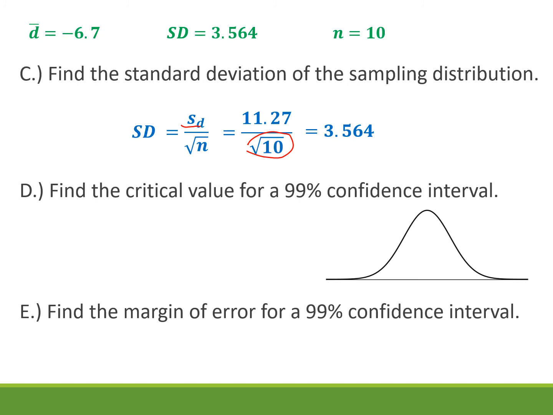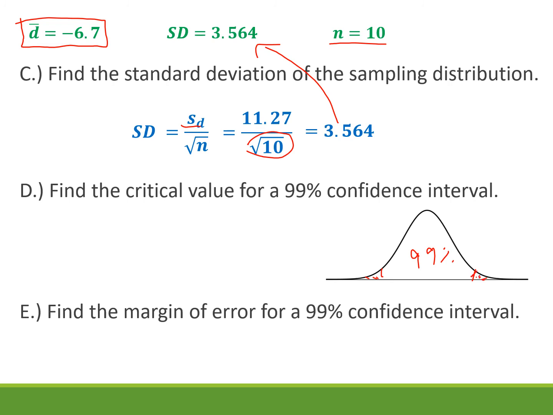Here's the key information. The average difference of those 10 numbers was negative 6.7. Standard deviation we just found, and sample size was 10. Next step, we want to find the critical value for a 99% confidence interval. Remember, confidence intervals always come out the center of our curve. So that 1% left over is on both of those tails here.